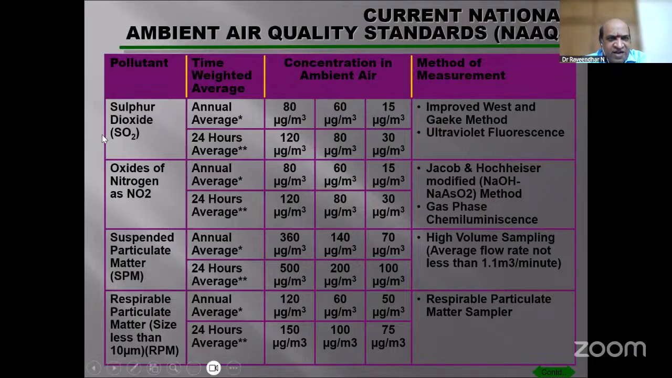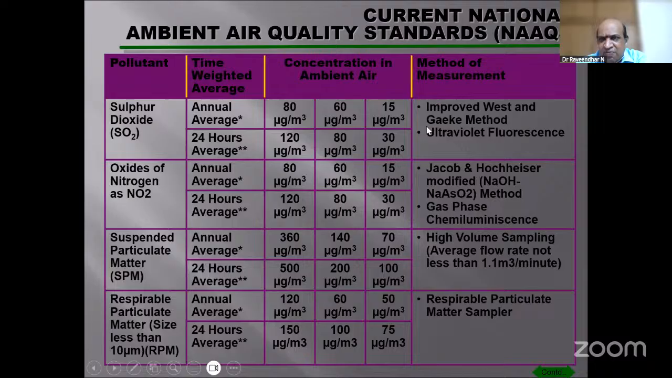First is sulfur dioxide. For sulfur dioxide, the annual average limits given are 80, 60, 15. 15 is for very sensitive areas, 60 is rural, and 80 is urban. Two limits are given, 24 hours and annual average, because sometimes it may increase. So the 24-hour limits are 120, 80, 30. Presently, our sulfur dioxide is only about 10, 20, 30, very well within the limit.